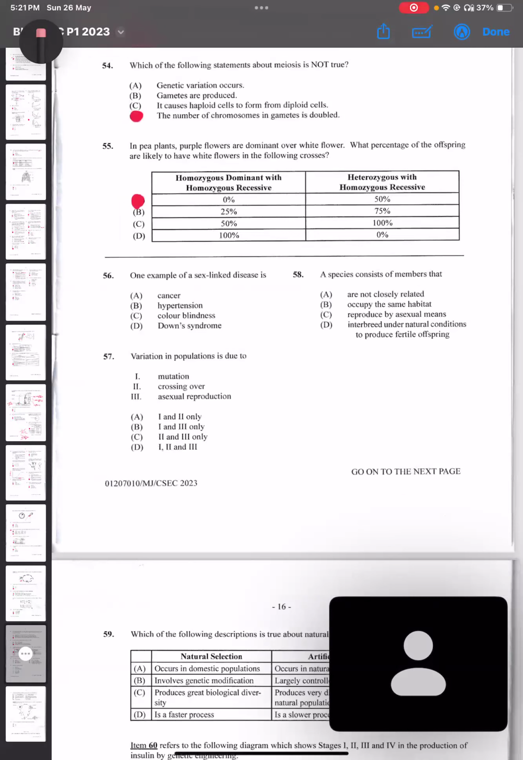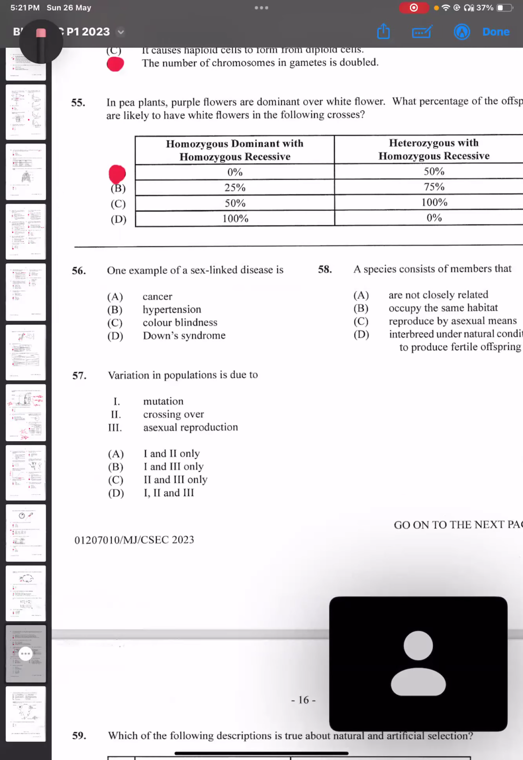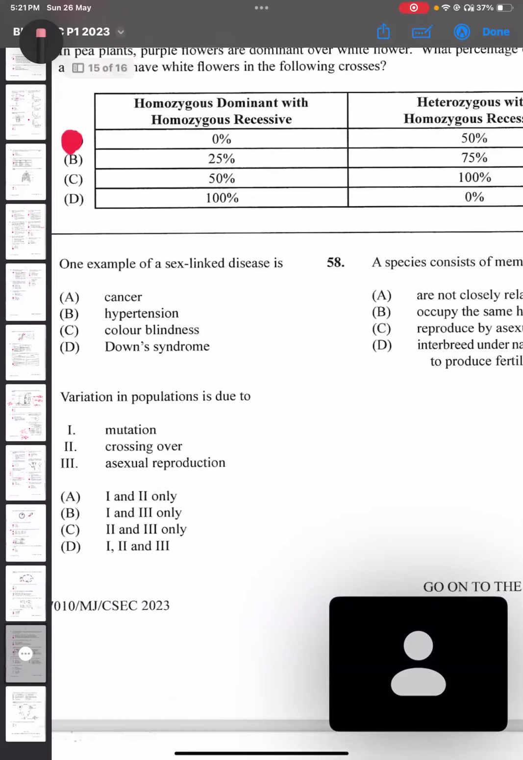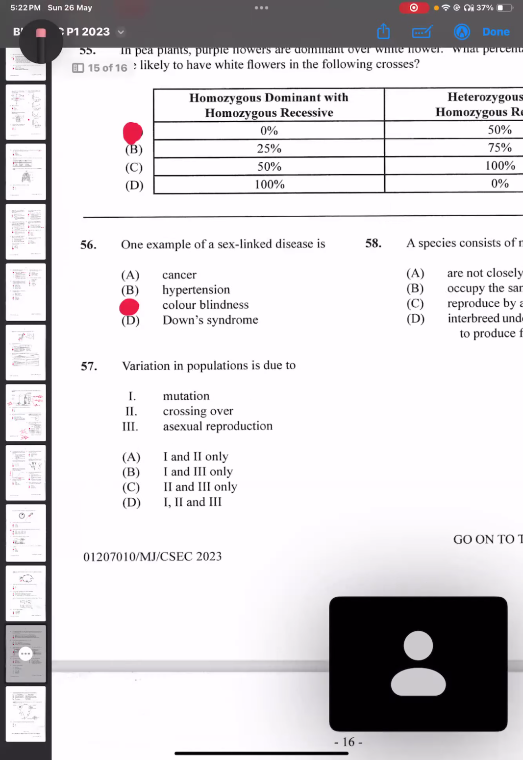And then we're going to move on to 56. It says one example of a sex-linked disease is color blindness. Cancer is genetic, but it's not sex-linked. Hypertension is a lifestyle disease, and Down syndrome is a genetic disease that is caused by an extra chromosome present on one of the pairs that are there. Color blindness is a sex-linked gene. It is carried on the X chromosome on the 23rd pair. So that's why we call it sex-linked.